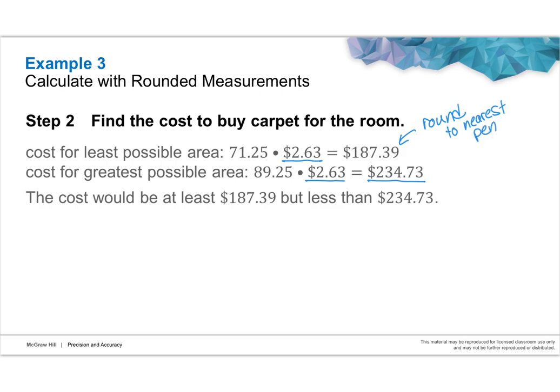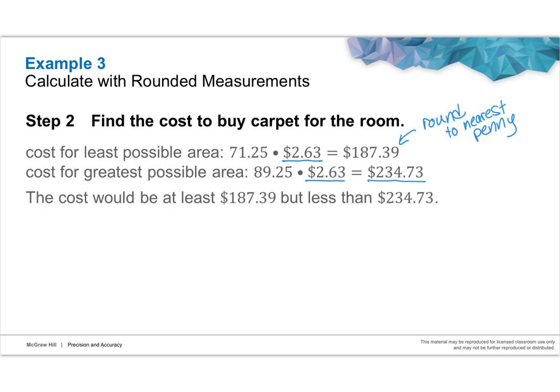So we want to do the same for the outcome on the greatest possible area. And to do that, we're taking our 89.25 and multiplying it by the cost per square foot. So make sure you're putting that into your notes. And then on your calculators, you can see that we are again rounding to the nearest penny. We get $234.73. So the cost is going to be at least that lower number, 187.39, but less than 234.73.